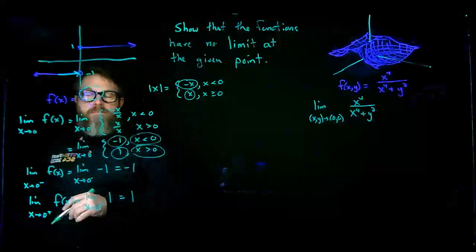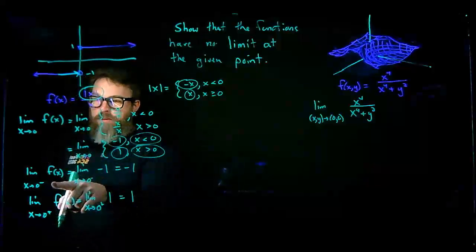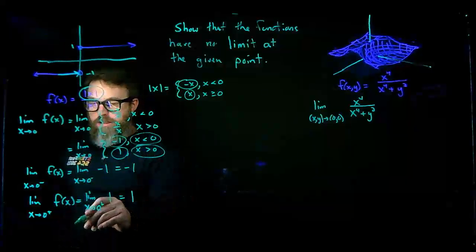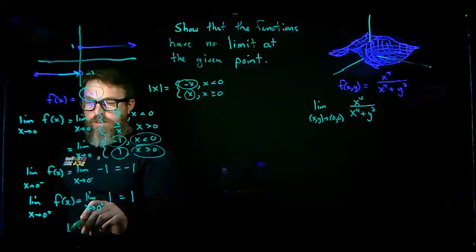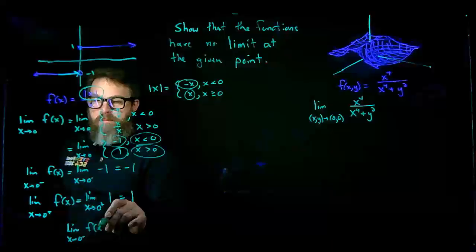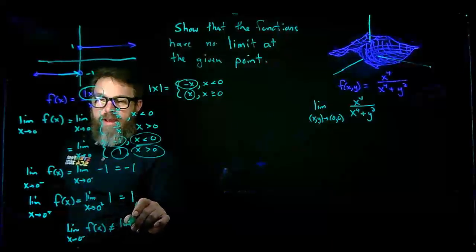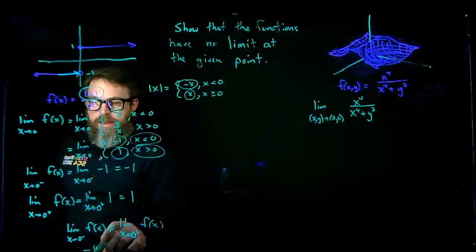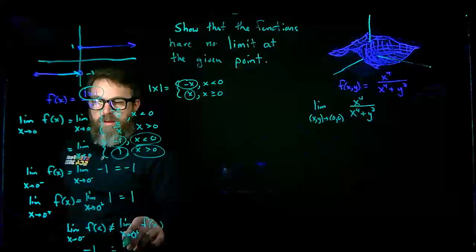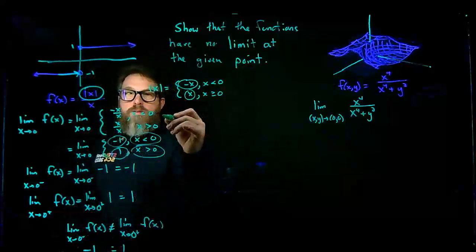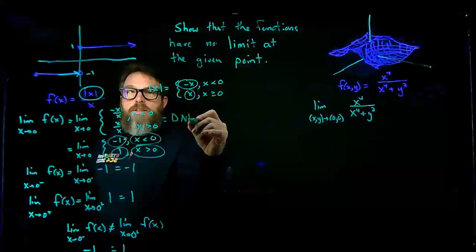Now, since the limit from the left doesn't equal the limit from the right, we can see that this limit doesn't exist. So since the limit as x approaches 0 from the left of f of x does not equal the limit as x approaches 0 from the right of f of x, because this one is -1 on this side, and this is going to be 1 on this side, we'd say that this limit does not exist.